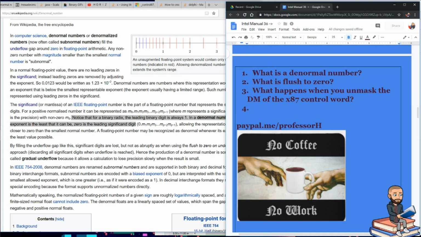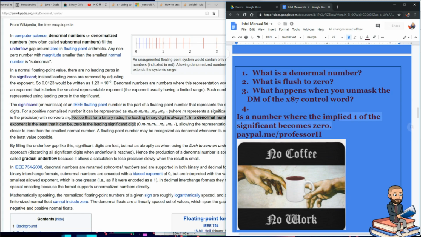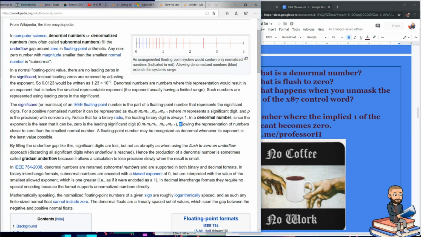So a simple way to answer number 1, what is a denormal number? You could say it is a number where the implied one of the significand, I've seen it both ways, becomes 0. Or you could say that implied one just disappears, all because the denormal flag is set. And by doing that, we're allowing the representation of numbers closer to 0 than the smallest normal number.